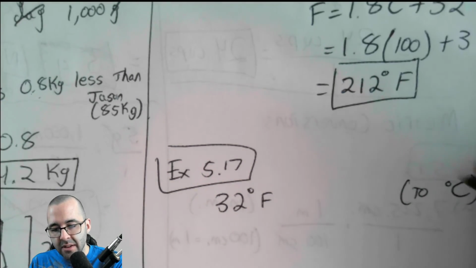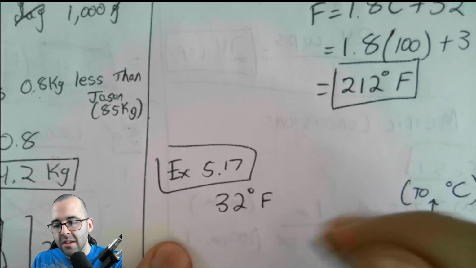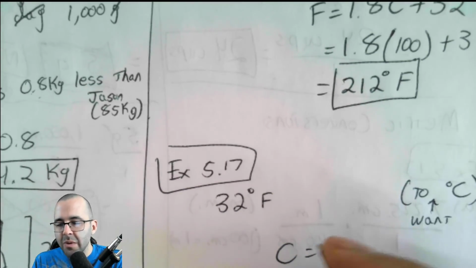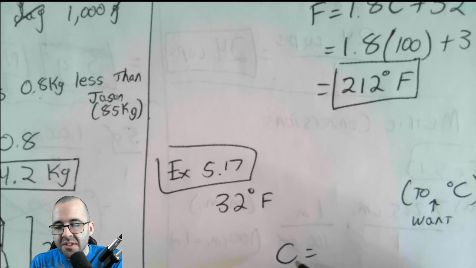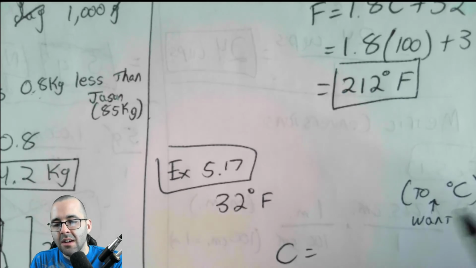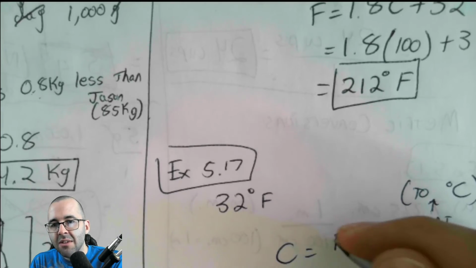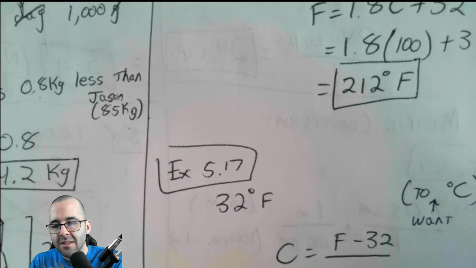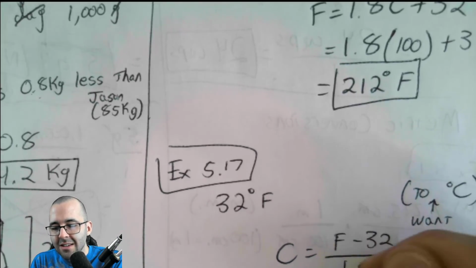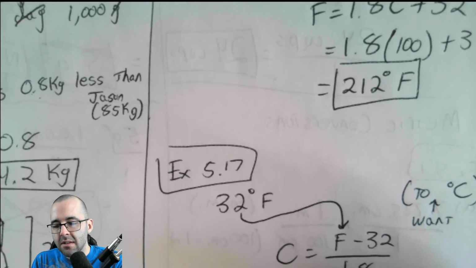This is what we want. The thing that we want needs to be alone. We don't want to have to solve for anything. We don't want to move terms around. So the C formula is the one we're going to use here, because that's what we want. C is equal to F minus 32 all over 9/5, aka 1.8. And then we just plug in the F.